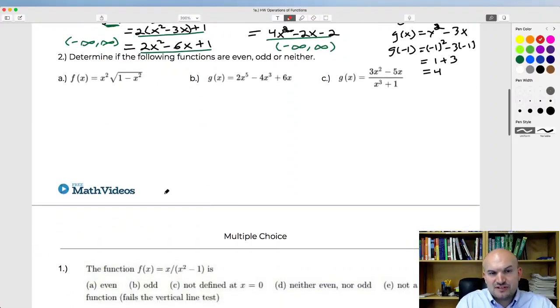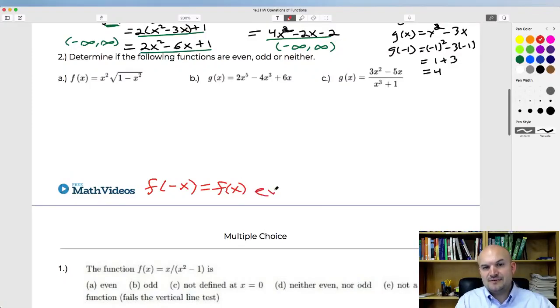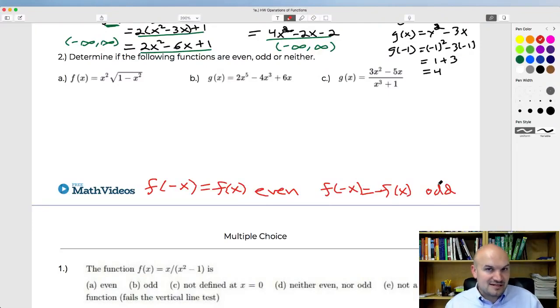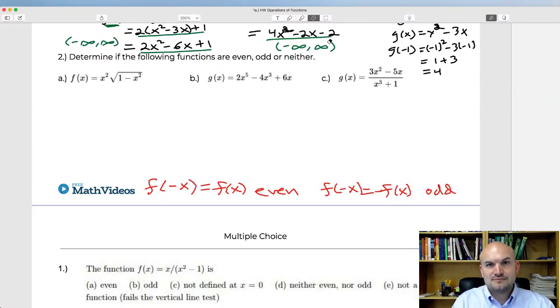And the basic rules are fairly simple. To evaluate if a function is even, plug in f of negative x. And if you get back the original function, then it's even. And to determine if it's odd, plug in f of negative x. So the same rule. But if you get the opposite of f of x, then it's odd. And if you get anything outside of f of x or the opposite of f of x, then guess what? It's neither odd nor even. Okay? So that's basically the rules.